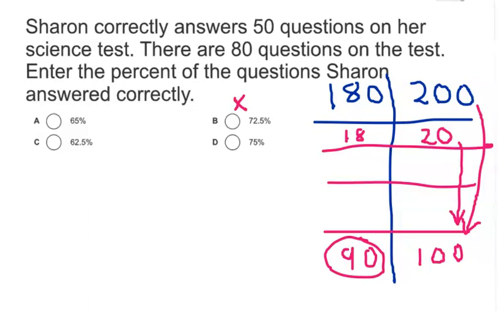Once again, since you're finding the percent, you could just take 180 divided by 200. That would give you 0.9. Okay, and then just multiply that by 100, which moves it over 2 places, which gives you your 90%.